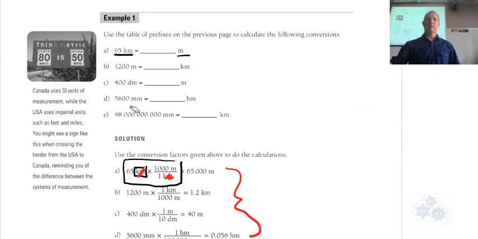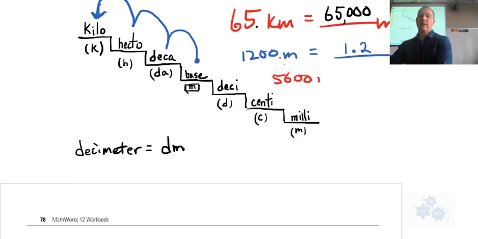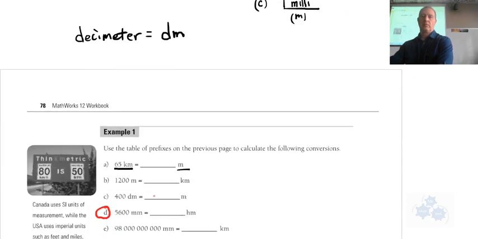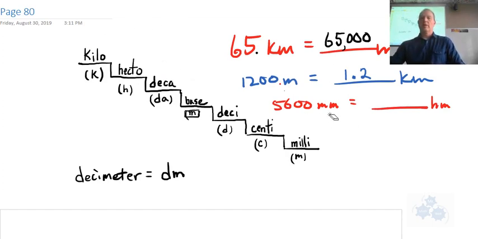Now let's do one more. Let's skip down to D. Let's take a look at D here. So 5,600 millimeters is how many hectometers? Ooh, that's a tough one. 5,600 millimeters is how many hectometers? Okay, milli to hecto. So in this case, what we do is we start at, where do we start here? This is the number. So which step am I starting on? At the milli step. Yep.